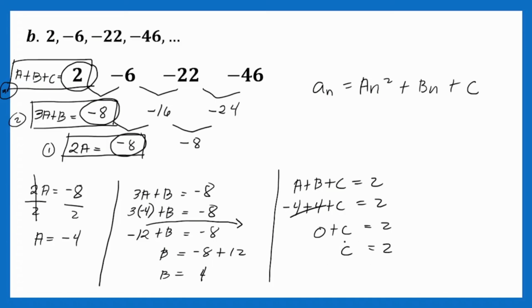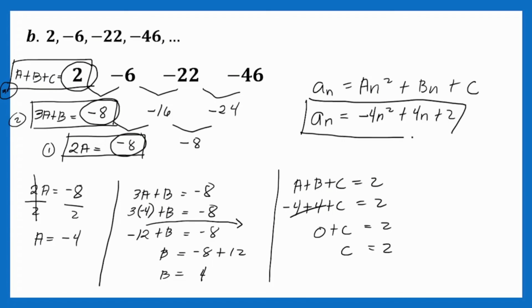So, therefore, ito na yung value ng C natin. I-plug lang natin dito sa ating general formula. Okay. So, ang A is negative 4 n squared. Ang B ay positive, kaya plus pa rin siya dito. Plus 4n. Ang C ay positive, kaya plus pa rin siya dyan. Plus 2. And this is now the final answer. Okay. Alright, so let's move on to our checking.